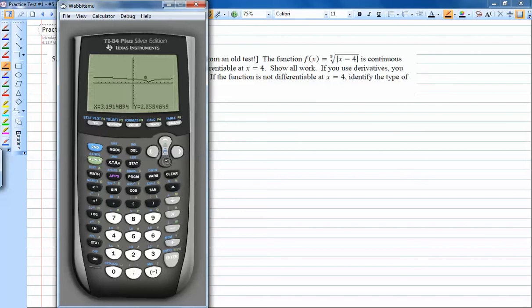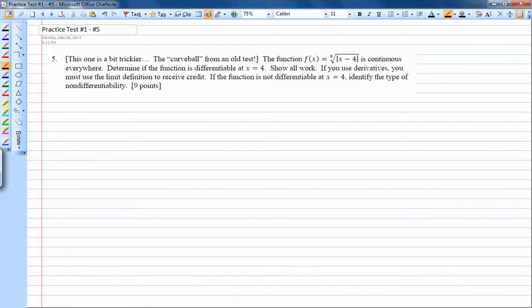Enter. And the only problem is this takes forever on this computer. Okay, so let's see. If I zoom in on that part, you can see it looks kind of like it's probably a cusp right there. Okay, so that's the goal, is to prove that that's a cusp. So it says we got to use limit definitions if we're going to use derivatives. So in order to test if this thing's differentiable at x equals 4, we need to take the limit from the left-hand derivative and the right-hand derivative.